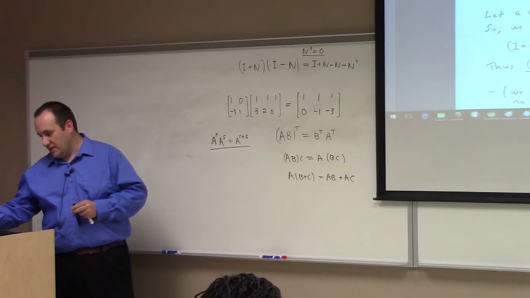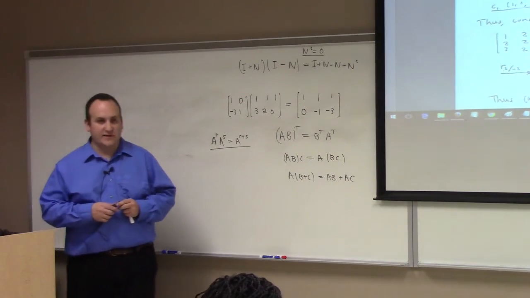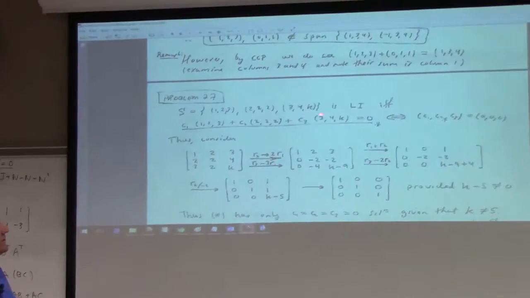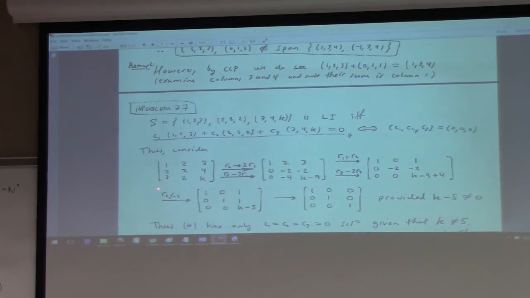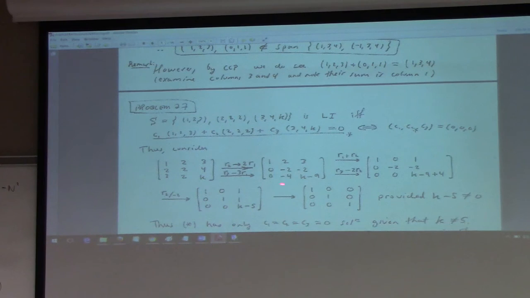Let me go back up to the top. Do you guys understand this problem 27? We're asked, is this linearly independent for what value of k? So what you do is look for non-trivial solutions to this equation, right? So I can do row reduction on this matrix. And when I do that, I have to let k ride along as a variable, right?